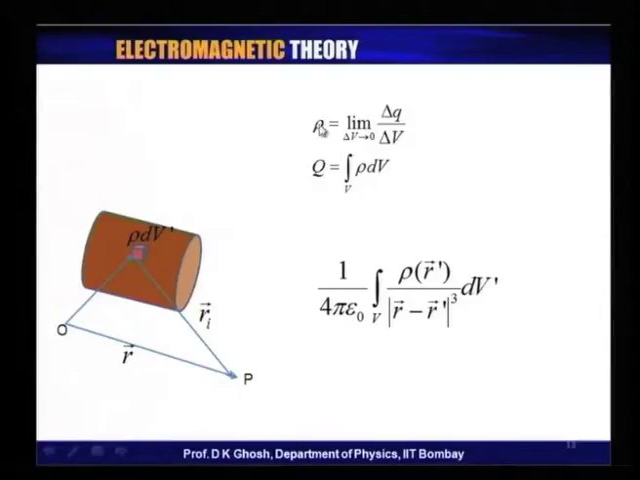The volume charge density rho is defined as the limit of delta v going to 0 of delta q by delta v, where delta q is the amount of charge that is contained in that volume element. So, the total charge q, you have to integrate over that entire volume, is the integral of rho dV.